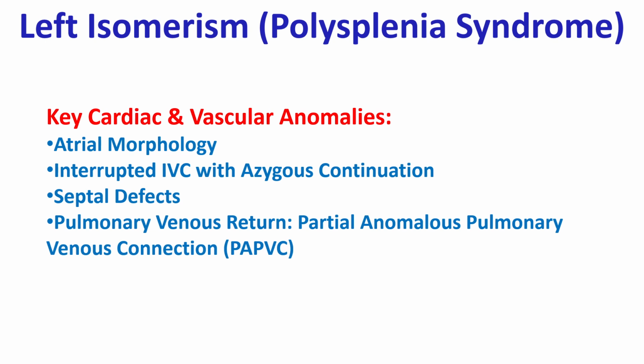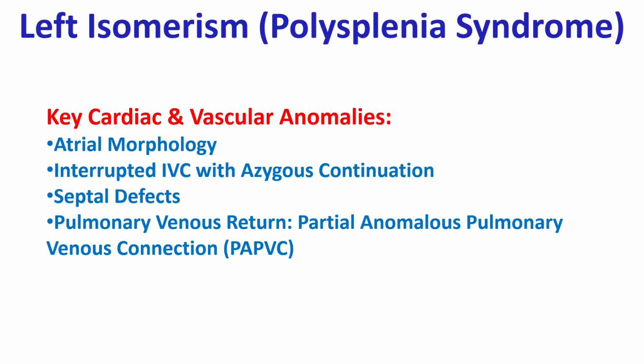Left isomerism, Polysplenia syndrome. Left isomerism is characterized by the bilateral development of left-sided characteristics, that is bilateral left-sidedness. While cardiac defects are structurally less severe than those in right isomerism, they carry significant morbidity, particularly regarding the cardiac conduction system. Key cardiac and vascular anomalies. Atrial morphology: bilateral left atria. Both atrial appendages are narrow, finger-like and hook-shaped with pectinate muscles confined strictly to the appendages.